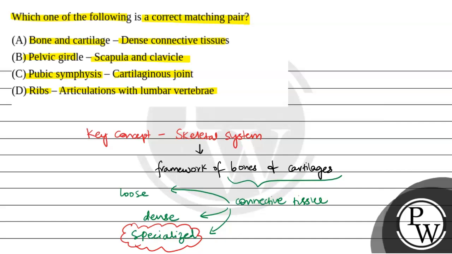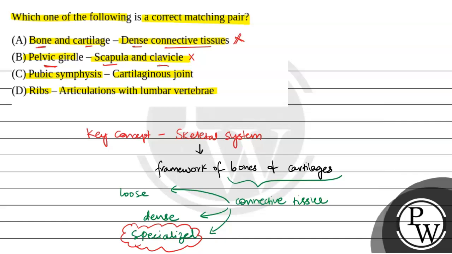Coming back to the question में सबसे पहला जो दिया हुआ है that is bone and cartilage, and ये दिया हुआ है dense connective tissue. It is wrong. Bone and cartilage are a type of specialized connective tissue. Second है pelvic girdle matched with scapula and clavicle. Pelvic girdle में scapula और clavicle नहीं होता. Pelvic girdle is made up of coxal bones जिसमें ilium, ischium और pubis होता है. So this is also wrong.